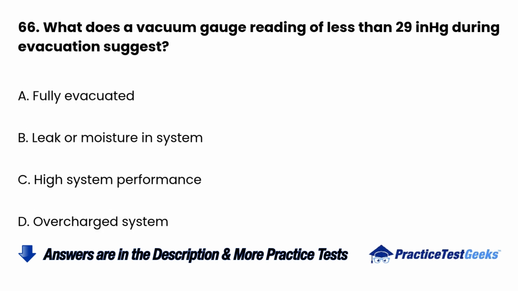66. What does a vacuum gauge reading of less than 29 inHg during evacuation suggest? A. Fully evacuated. B. Leak or moisture in system. C. High system performance. D. Overcharged system.